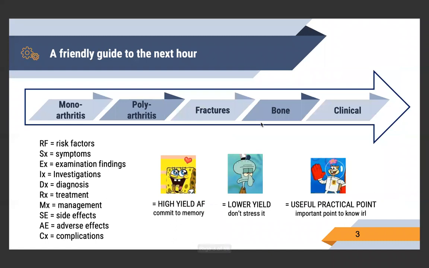So how this is going to work. We'll be talking about monoarthritis, polyarthritis, and other inflammatory stuff. Fractures and some anatomy stuff, bone stuff, as I mentioned. So this is osteoporosis and other stuff, and then clinical stuff.